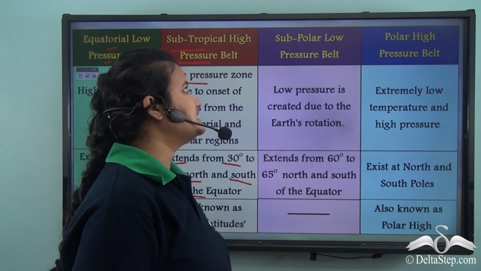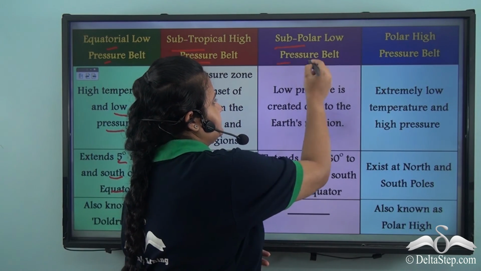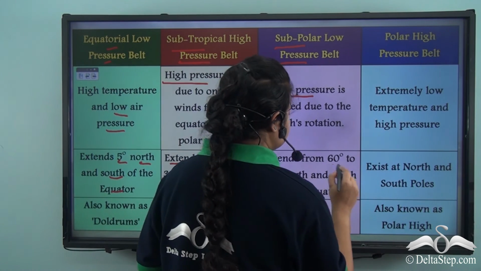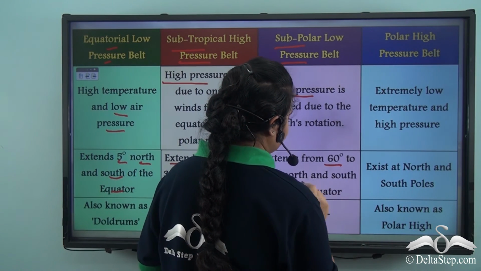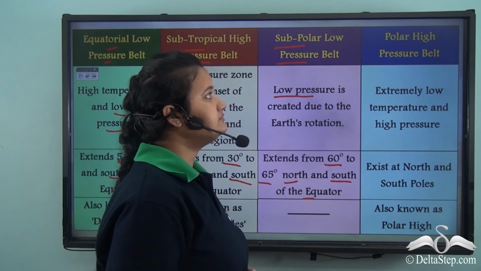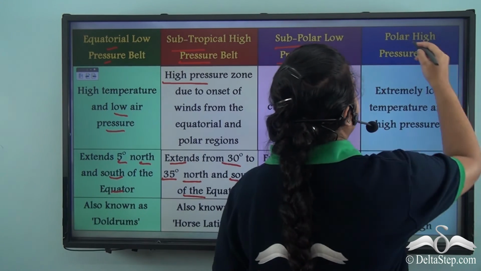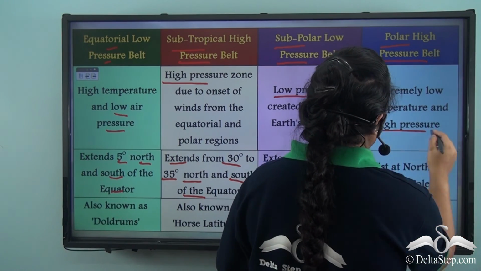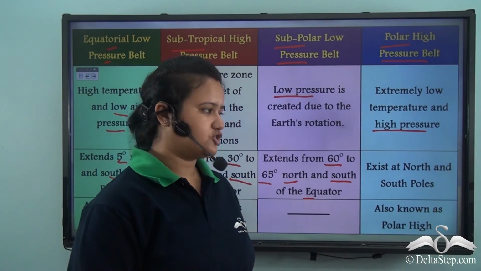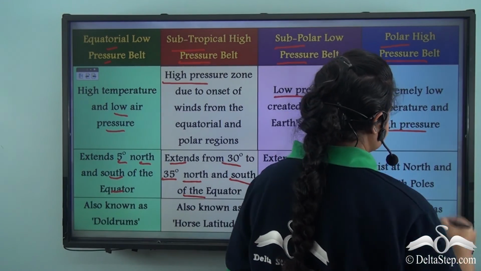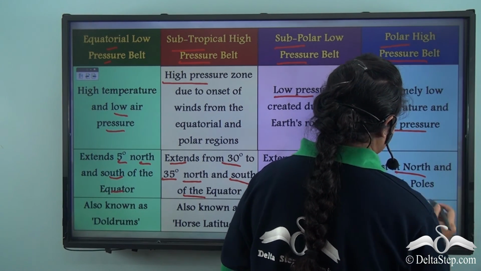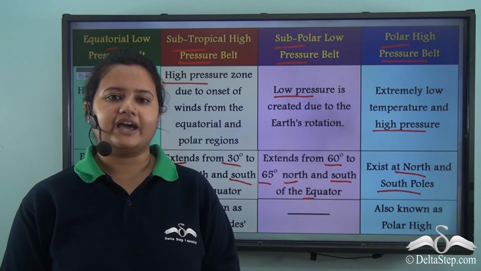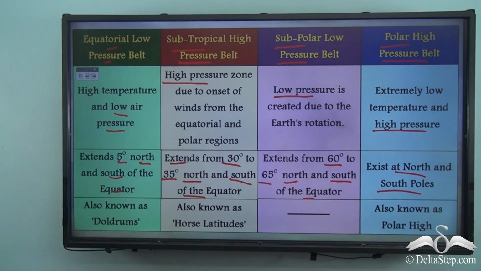The next one is the subpolar pressure belt. It is a low pressure belt. It extends from 60 degrees to 65 degrees north and south of the equator. The last one is the polar pressure belt. The polar pressure belt is a high pressure belt. This polar high pressure belt is found at both poles, that is the North Pole and South Pole. Now you can pause the video and have a careful look at this chart.